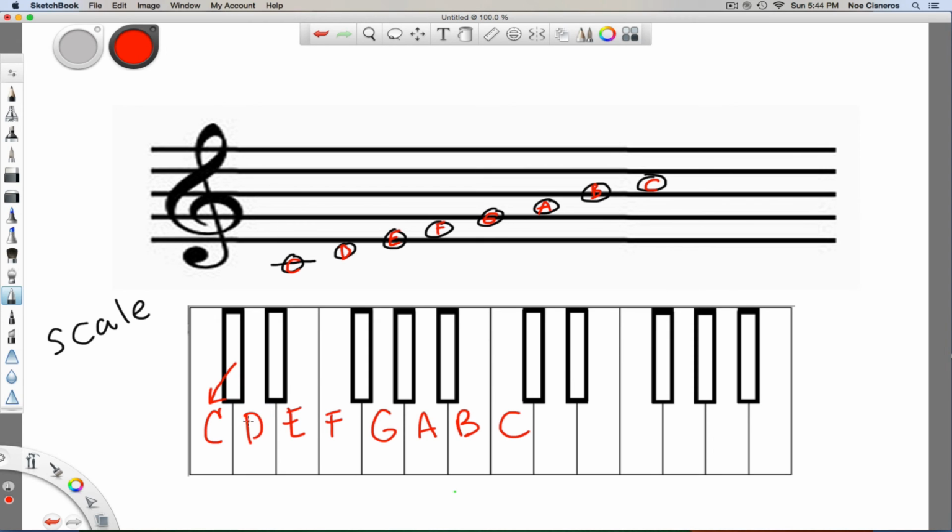So that's our first intro into scales. We're going to shoot another video right now that's going to take you into whole steps and half steps, and we'll come back in just a minute and do that.